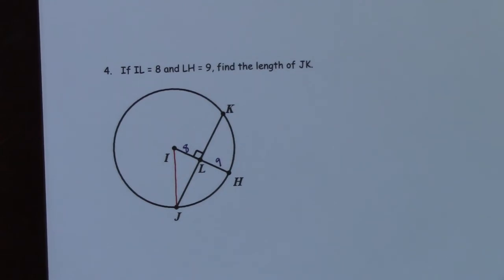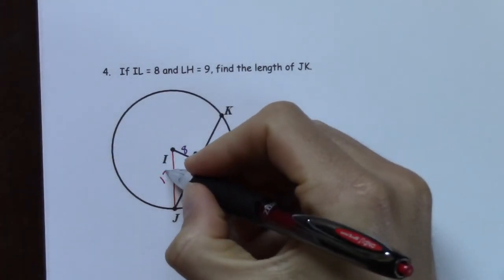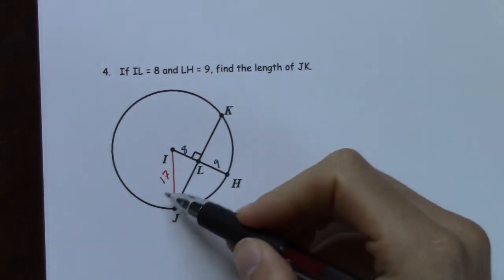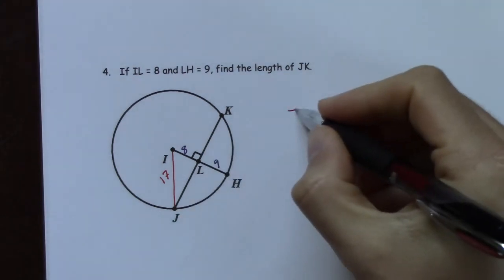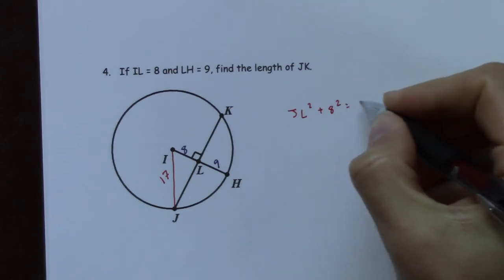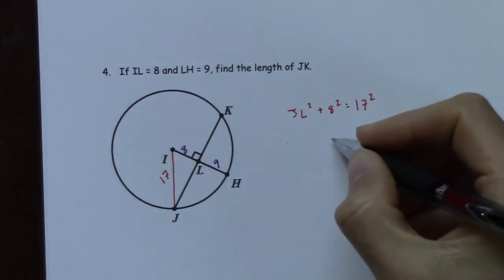Now, as we take a look at this, we can also take note, this line, the radius that we've drawn in red, is the radius. And last time I checked, I to H is also a radius, which means we know this side is 17. So now we've got a right triangle right here with 17, 8, and an unknown for JL. If we put those together in order to set up Pythagorean theorem, I believe this comes out nicely.